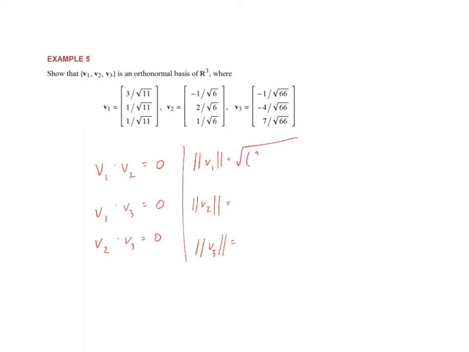This first one, 3 over radical 11 squared plus 1 over radical 11 squared plus 1 over radical 11 squared. Square each of those entries. That's 9 over 11, 10 over 11, 11 over 11. I'm doing the addition as I go. The square root of 11 over 11 is equal to 1. The other 2, the same thing happens. So that set of vectors is an orthonormal basis. Also, the standard basis of R3 is orthonormal.